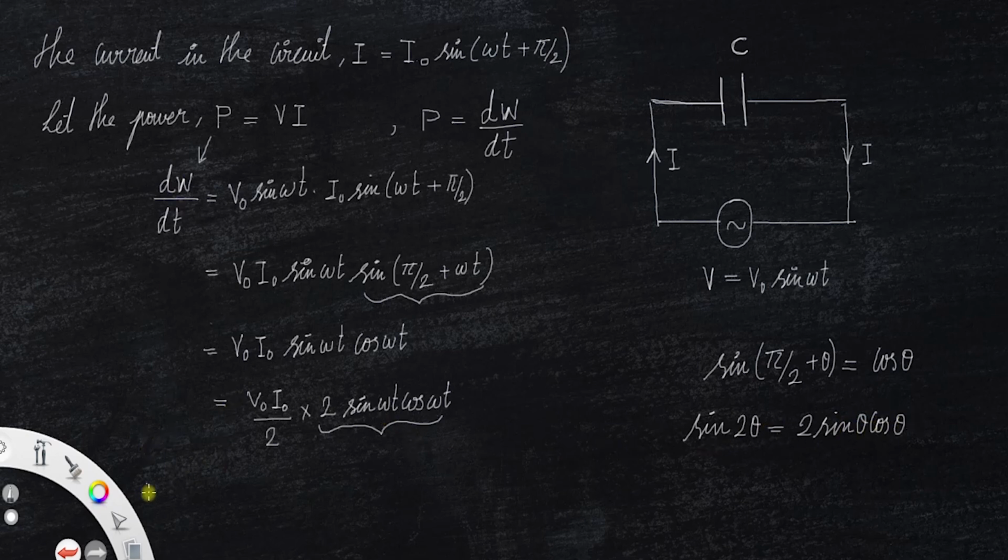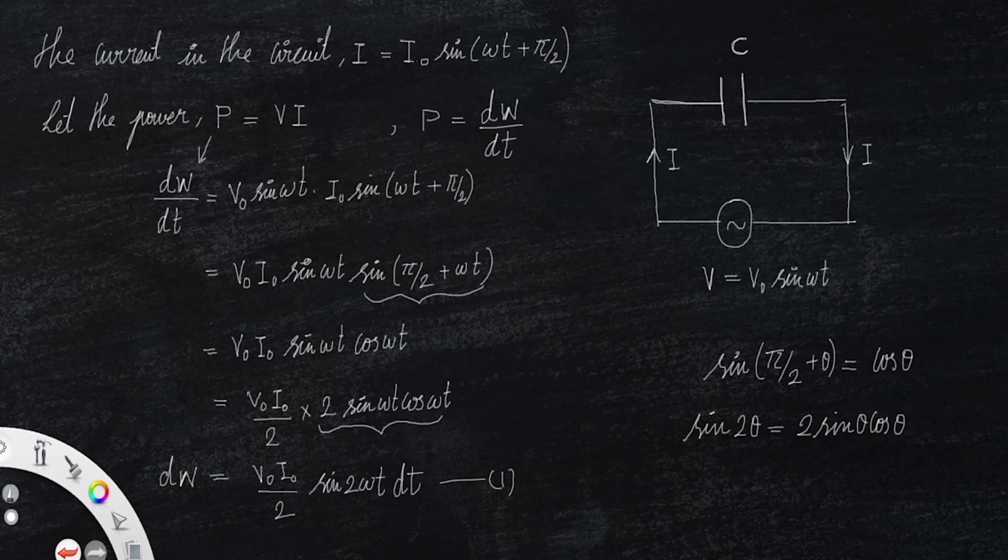So the work on the left side, it is dW equal to, let me take this dt to the right. Before that, this is V0 I0 by 2, and this value is actually sine 2 omega t, using this identity. Now I can take this dt to the right, so it will be dt in here. Call this equation number 1.